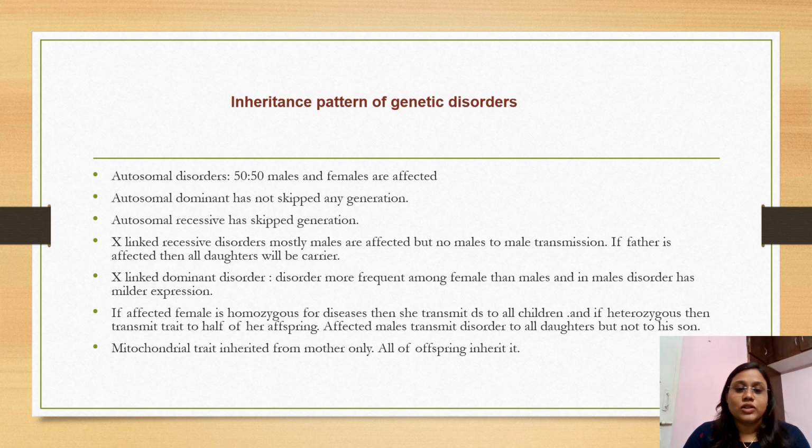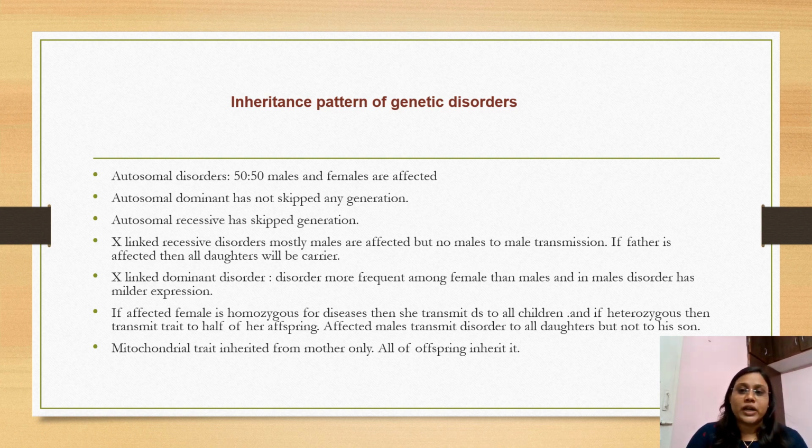Now coming on to X-linked dominant disorder. The disorder is more frequent among females than males as compared to X-linked recessive disorder, and in males the disorder has milder expression. X-linked dominant somehow looks similar to autosomal dominant, but how will you differentiate it from autosomal dominant? In this case, an affected male will transmit the disorder to all his daughters, but not to any son. So though it occurs more frequently in females, a male will transmit the disease to all his daughters and not to his sons.